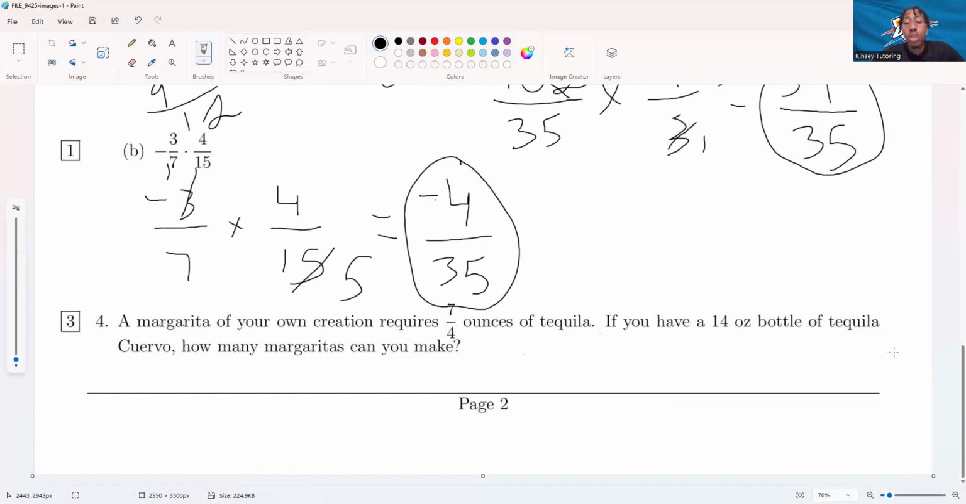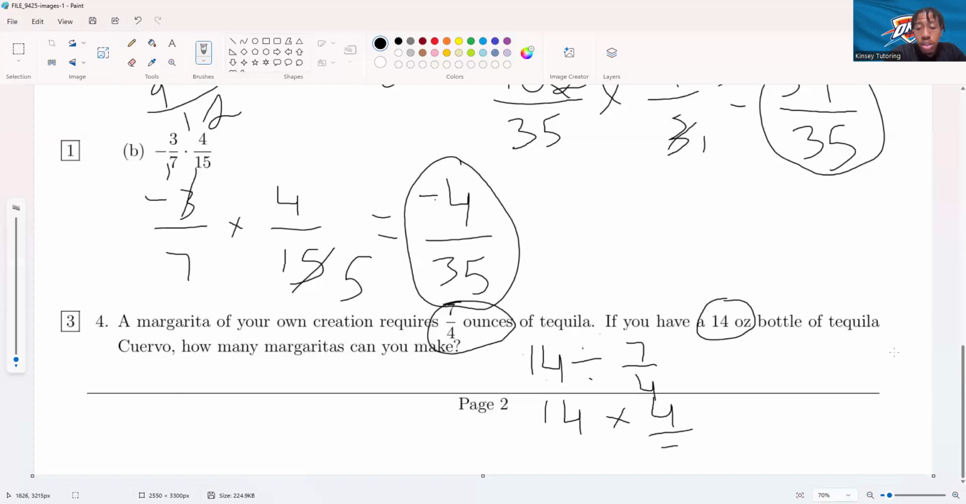All right, so they give us the whole. What's the whole amount? 14. So the whole bottle is 14. So we're taking 7 over 4 ounces out of that 14, right? So what we do to set this up, we start with our whole 14, and we have to figure out how many 7 over 4s can we make out of the 14 ounces. Okay. So 14 divided by 7 over 4, keep, change, flip.